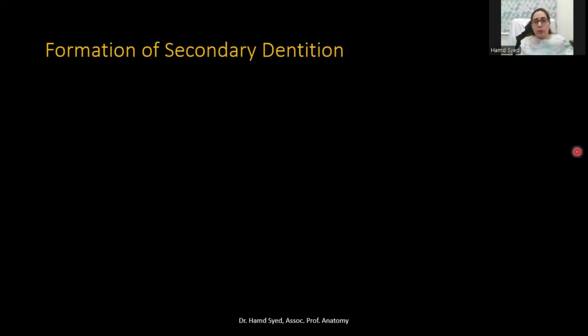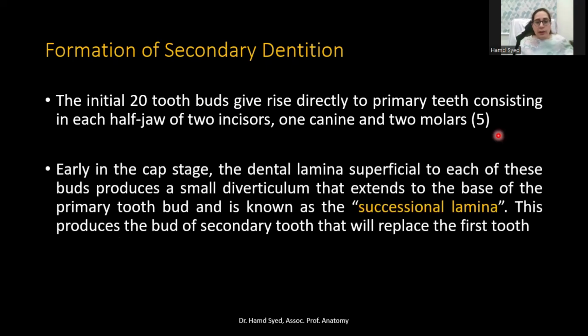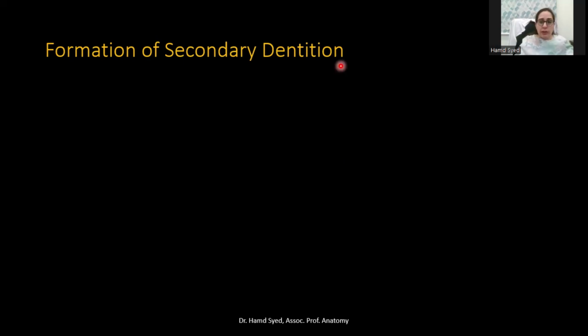Now let's talk about the secondary dentition. That is your permanent teeth which are going to appear. Initially, the 20 tooth buds which give rise directly to primary teeth consisted, in each half jaw, of 2 incisors, 1 canine, and 2 molars. Early in the cap stage, the dental lamina superficial to each of those primary tooth buds extends a diverticulum to the base of the primary tooth bud, and that diverticulum is the successional lamina. The successional lamina will now produce the buds of the secondary dentition, replacing the first dentition.